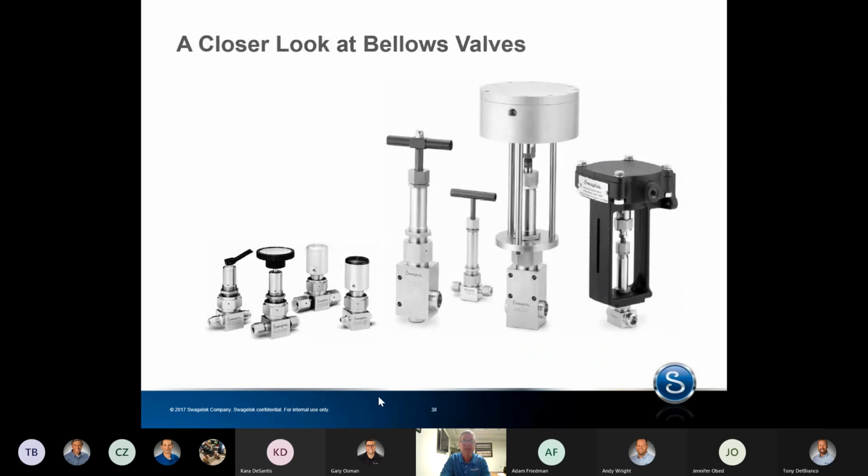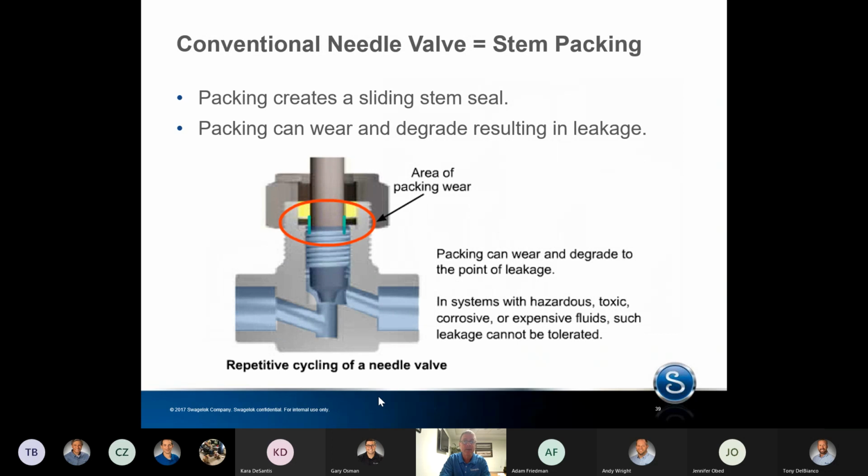Now we'll look at bellows valves. A bellows valve is a type of needle valve, but a needle valve has a stem packing, which creates a sliding stem seal. Because of this sliding seal, the packing between the stem and the packing can wear over time, potentially resulting in stem leakage. For applications where you've got hazardous, toxic, corrosive, or expensive fluids, you generally can't tolerate stem leakage to the atmosphere.